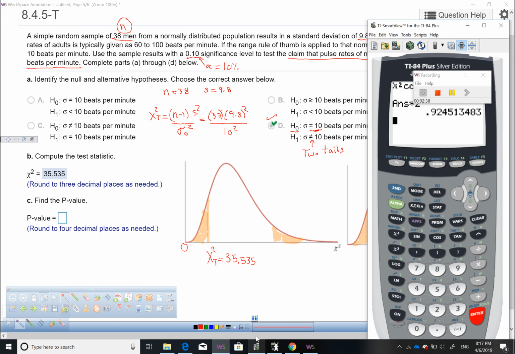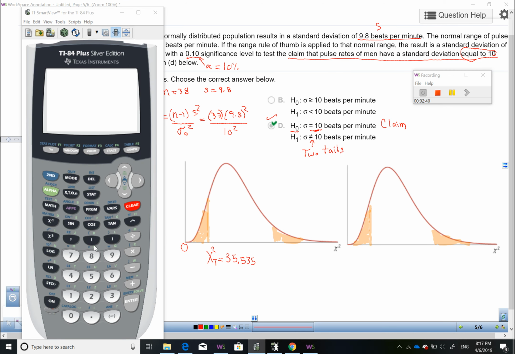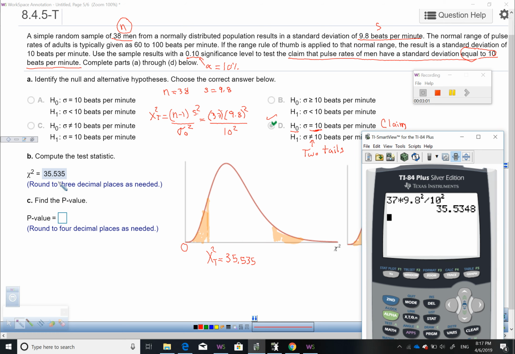So we get the calculator and we compute that. Let's do it. That'll be 37 times 9.8 to the second power divided by 10 to the second power. I have 35.5348. In this specific problem, they want you to round it off to 3 decimal places. So the answer you type here is 35.535.